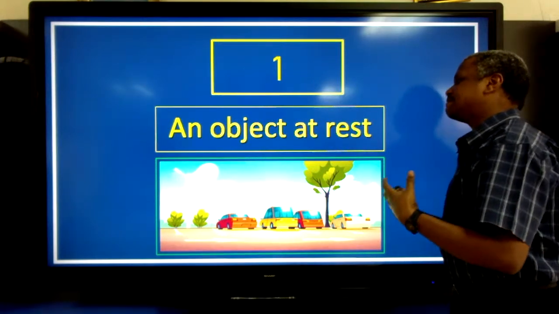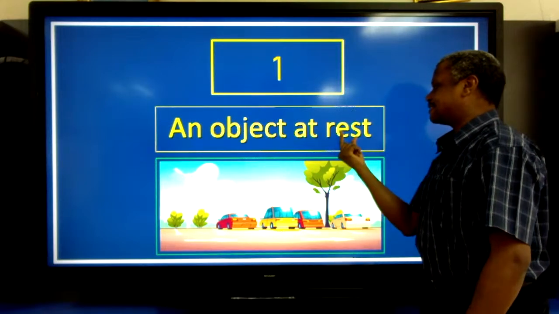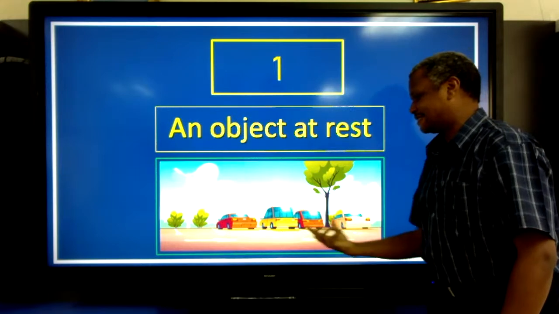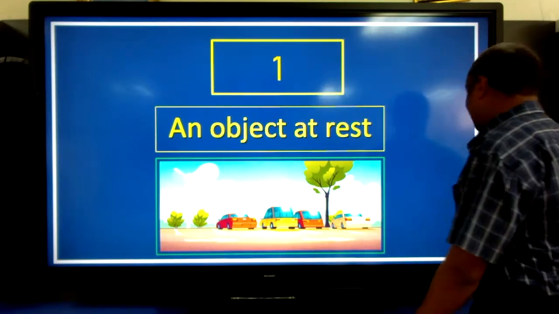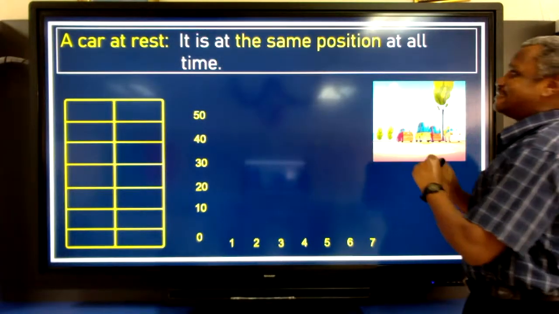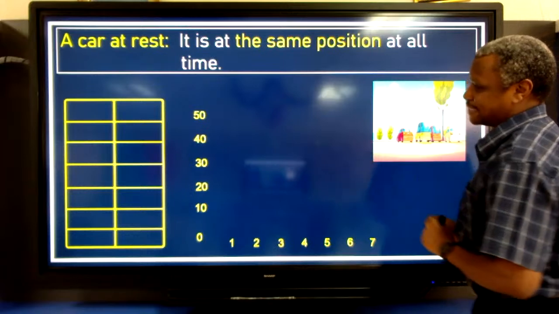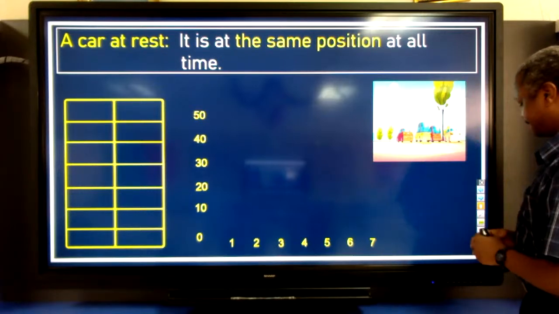How does a graph appear for an object at rest? We said last time that an object at rest means an object that is not moving. There's no movement in it. It's stationary. It is at the same position at all times. For example, a car in a parking bay.